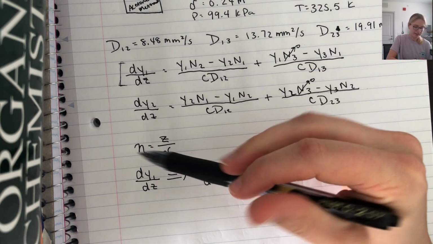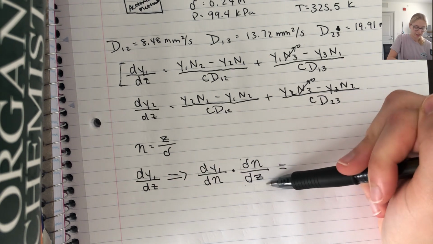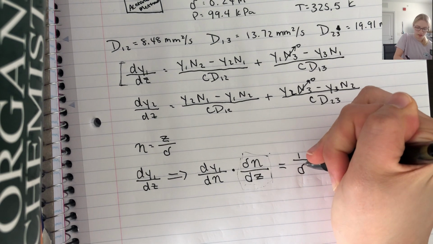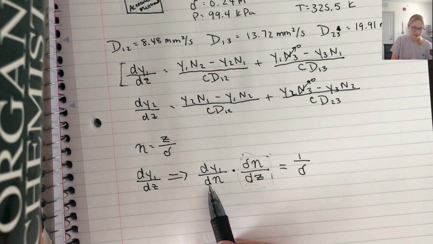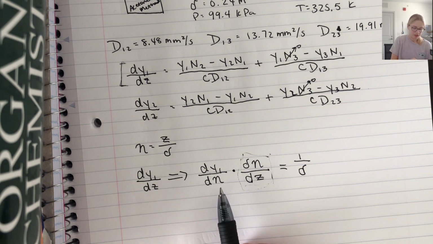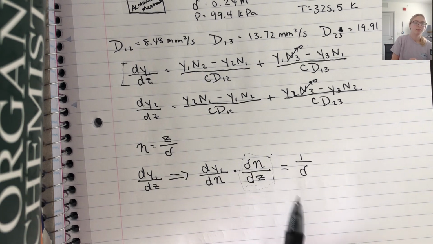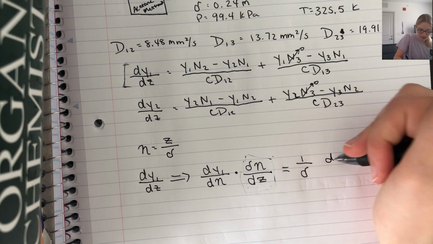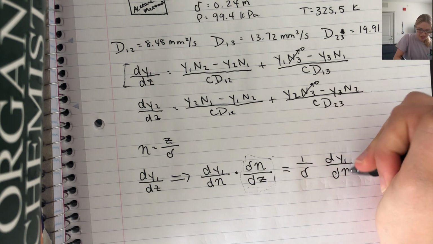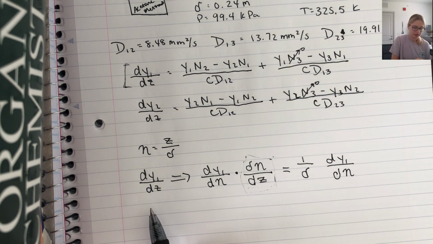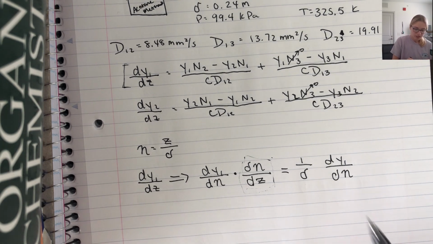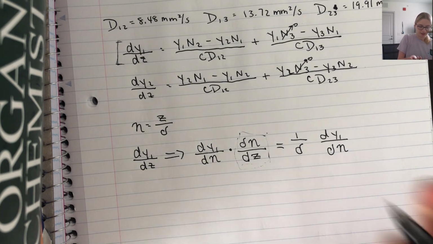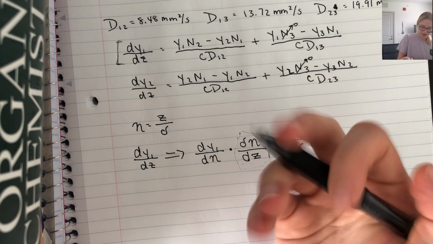So we know eta is equal to z over delta, and this right here is just the derivative of eta. With respect to z, the derivative of eta is 1 over delta, and we want to multiply this by the change in y1 with respect to eta to get both sides of this equation to be the same. So we get 1 over delta times dy1 over d eta is equal to the change in y1 with respect to z. We can then rewrite this equation to get the first equation in terms of eta.